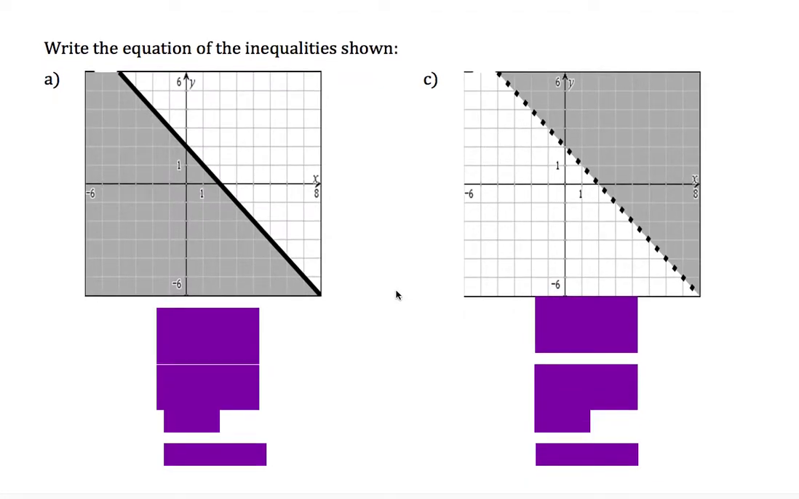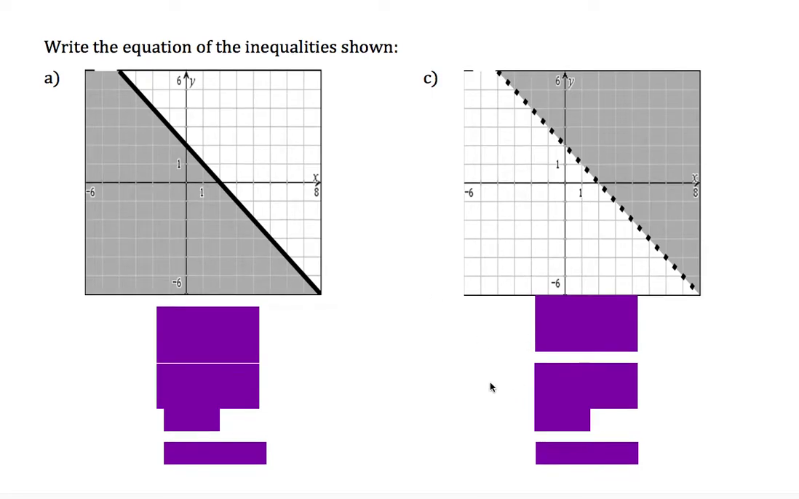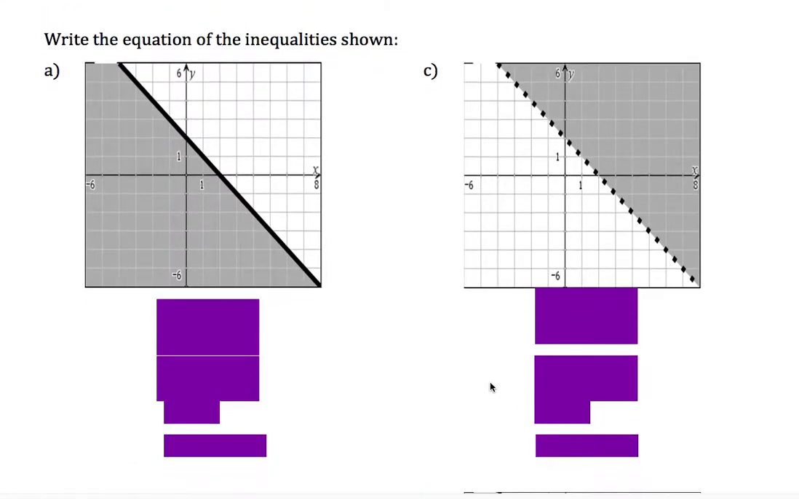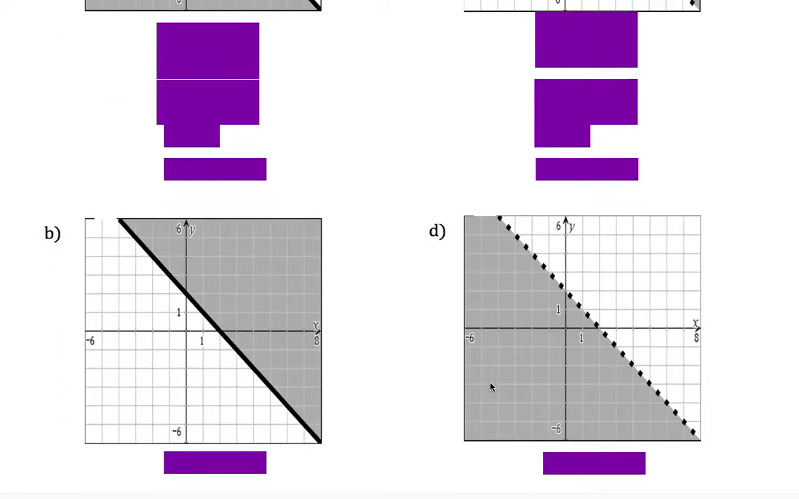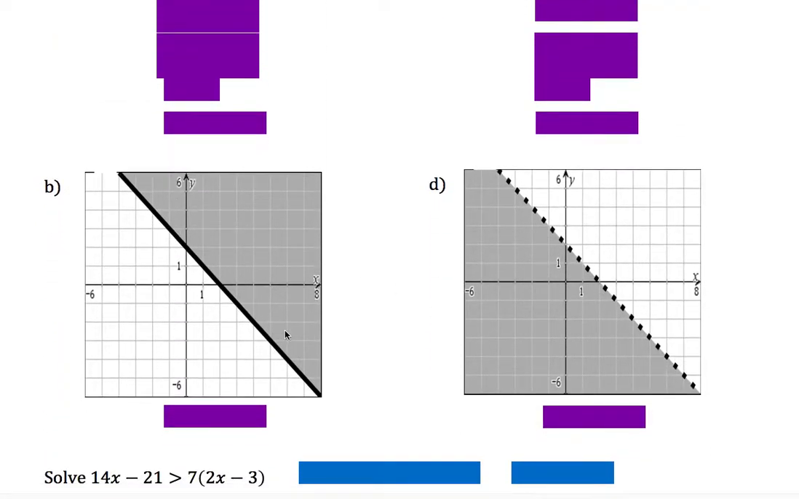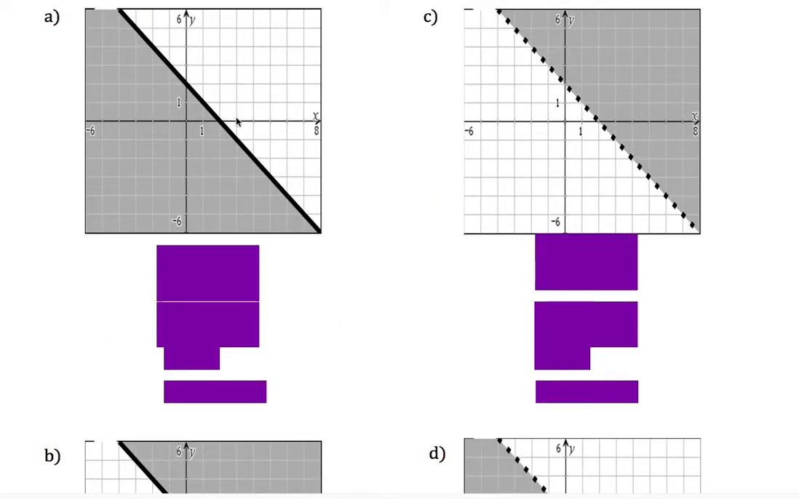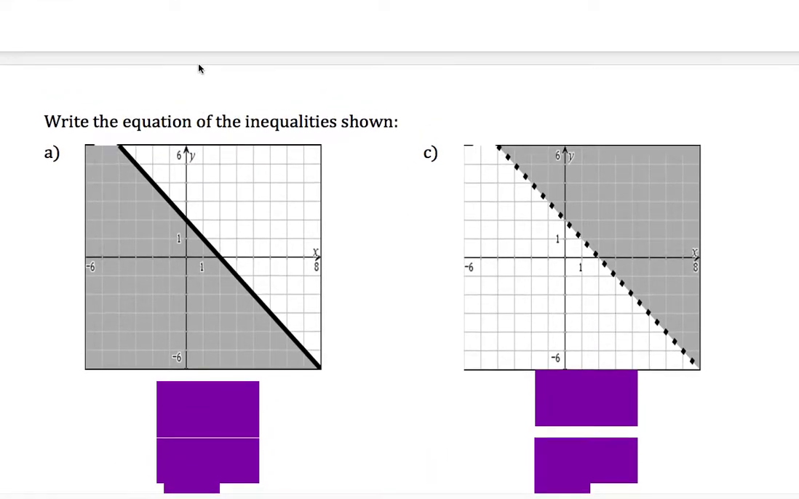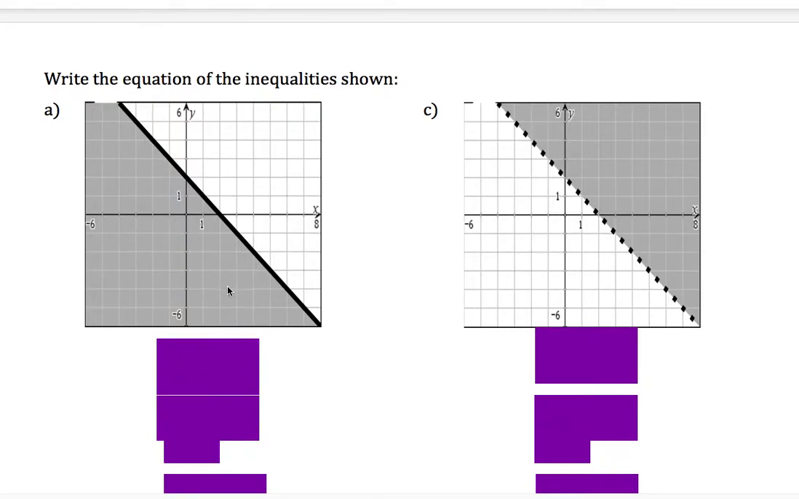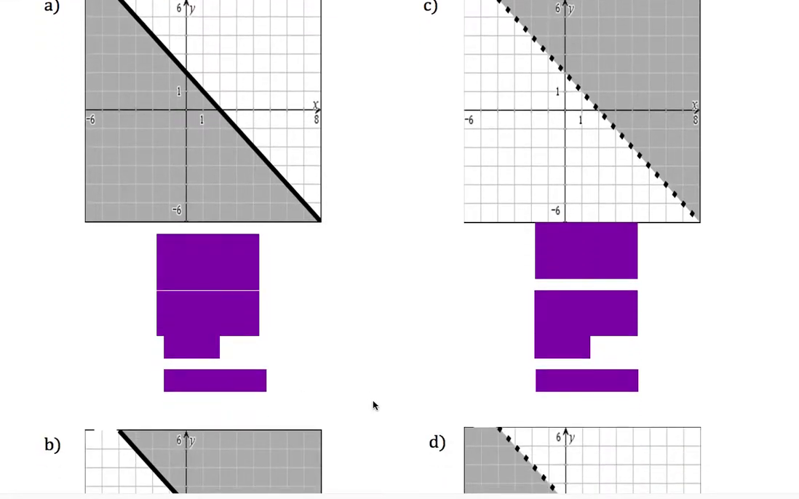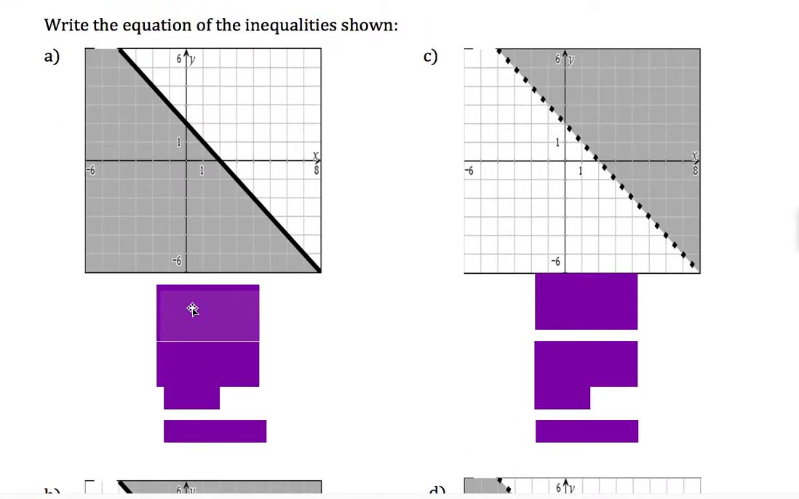Write the equation of the inequalities shown. Before I start going into the equation, I just want to show you all four of these. Notice that every single one of these lines is in exactly the same position. You have the same y-intercept, the same x-intercept. Some lines are dotted, some lines are solid. And for the inequality part, sometimes the bottom part is shaded in and sometimes the top part is shaded in. So first we need to figure out what the equation of the line is going to be.